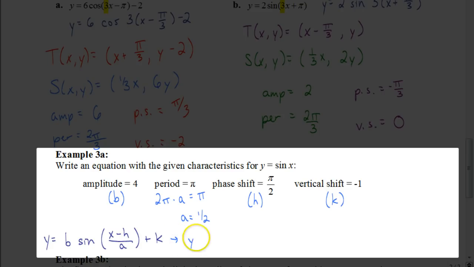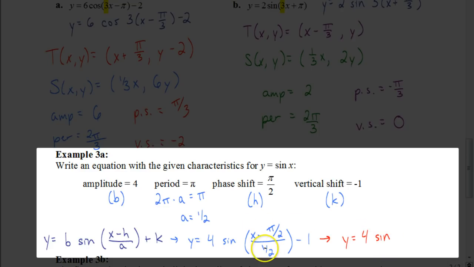So our answer would be y equals our value for b, which is 4, times the sine of the quantity, x minus h, which is pi over 2, divided by a, which we found is 1/2, plus k, well, k is -1, so it'll be -1. Now, technically, it's not okay to leave it like this because we cannot have a fraction inside of a fraction. So we should rewrite this as y equals 4 times the sine.